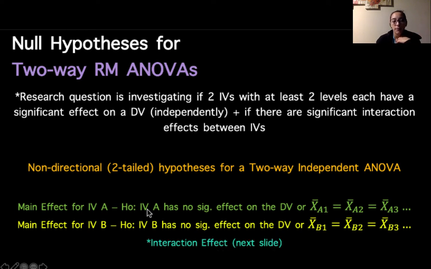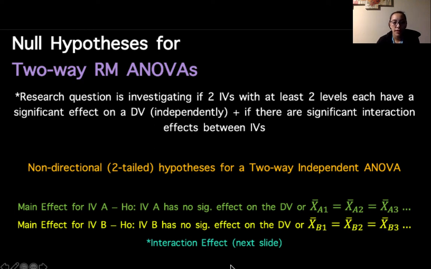Okay. But when we're interpreting our main effects of each independent variable separately, we still are arguing a similar null hypothesis as if we were looking at a one-way repeated measures ANOVA. So we're saying that whatever that particular independent variable is, it has no significant effect on the dependent variable. Okay. And in this case, again, we would be looking at the groups that we have measured, specifically the mean of the dependent variable measurement.